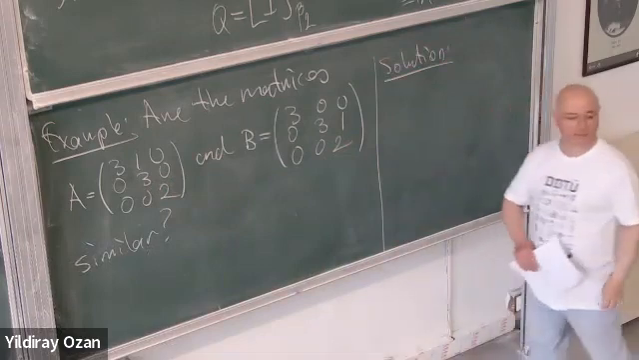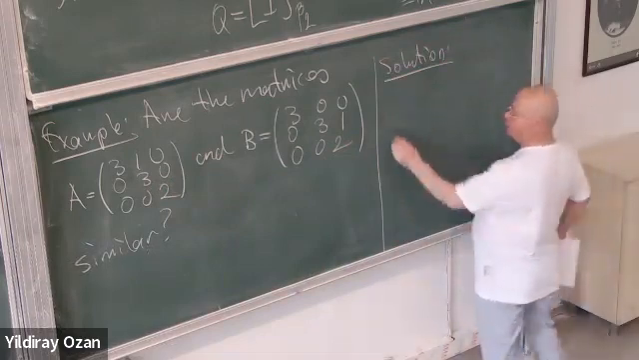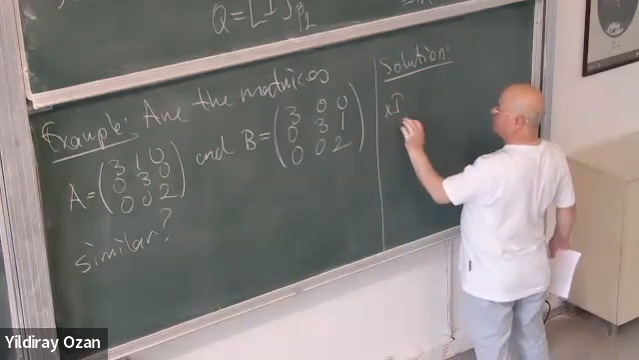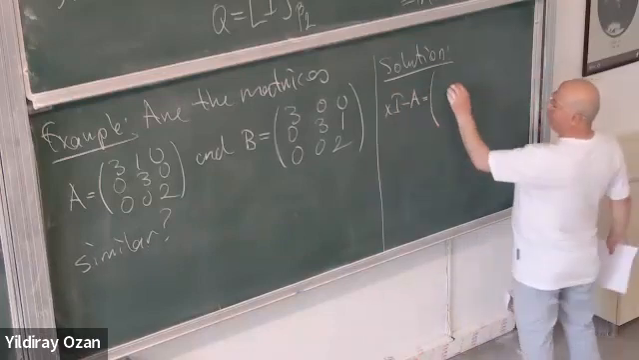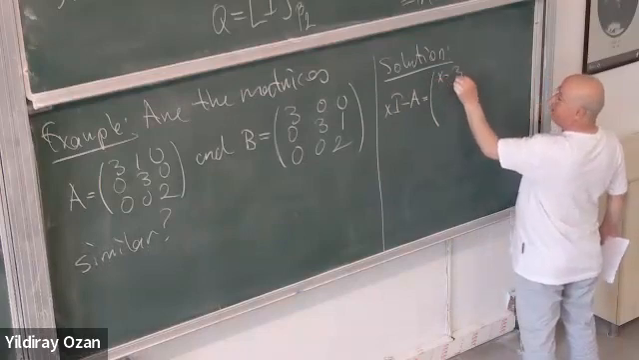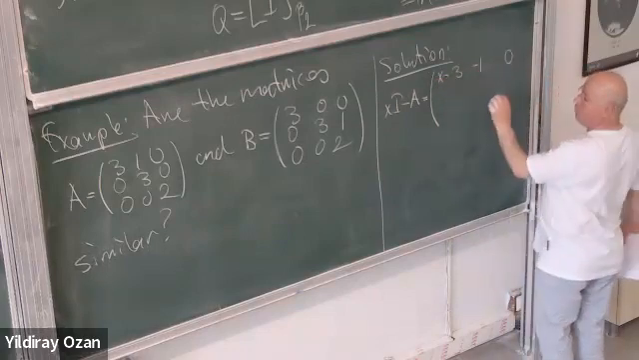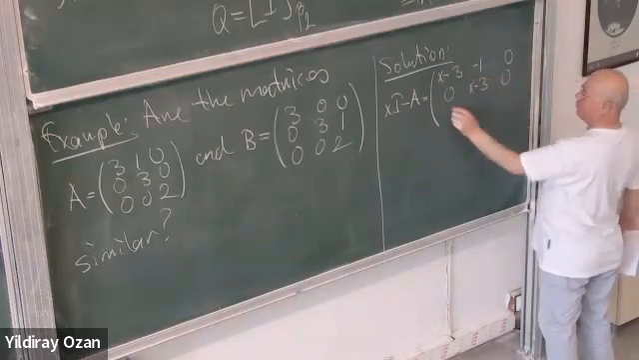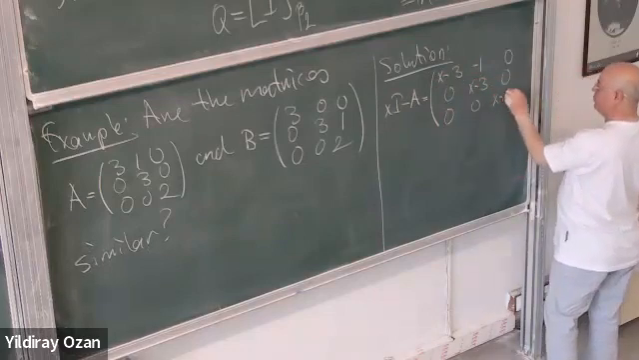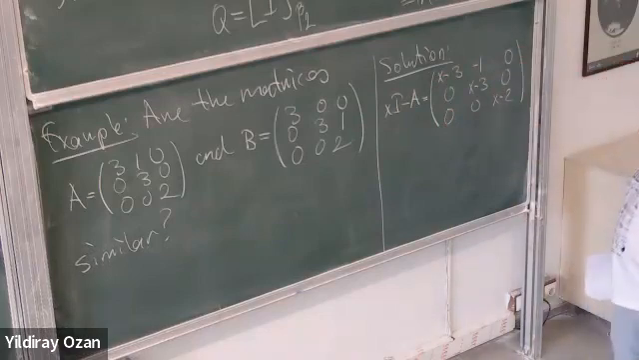Let's find their symmetric normal form. So I start with x times identity minus A. So this is just x minus 3, minus 1, 0, 0, x minus 3, 0, 0, 0, x minus 2. Okay.